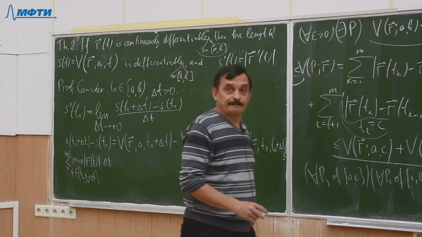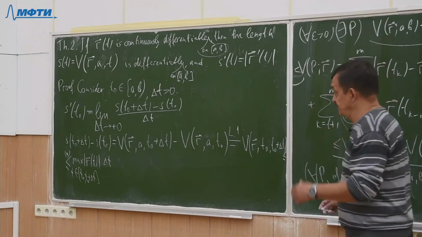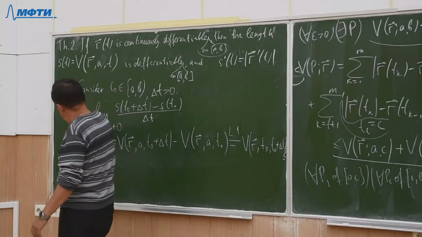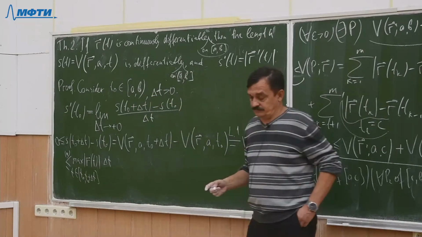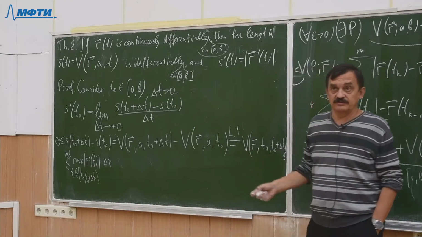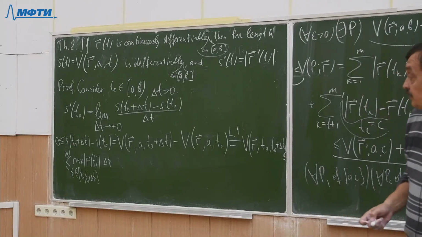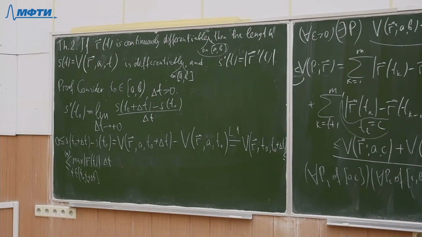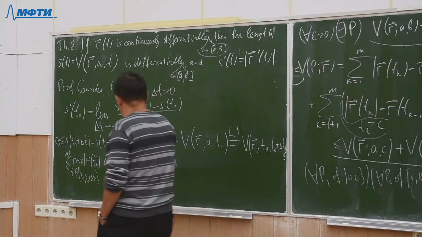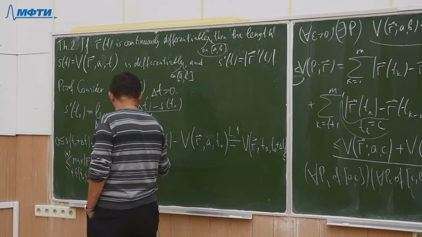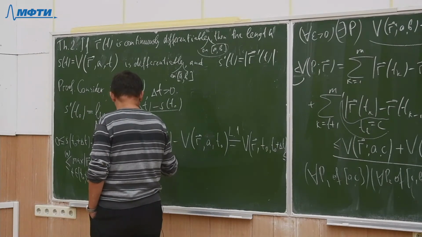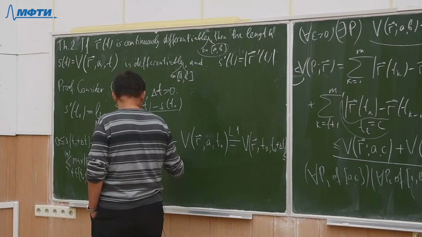Okay? Then, of course, that is non-negative, right? Because this is non-negative. Then divide by delta t, and what do we obtain? Zero less or equal S of t naught plus delta t minus S of t naught over delta t.